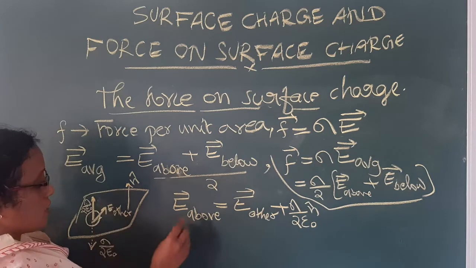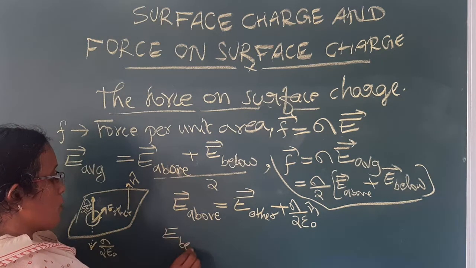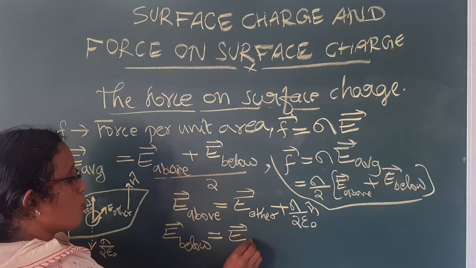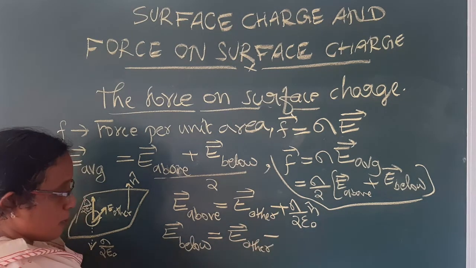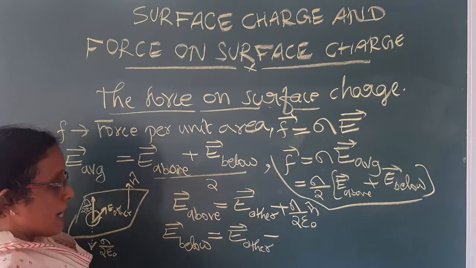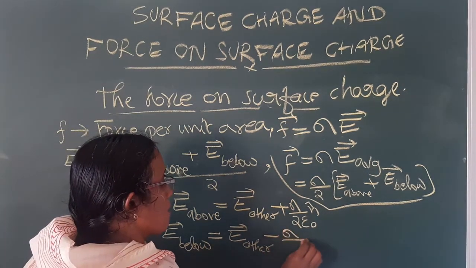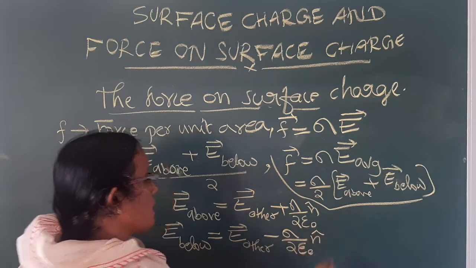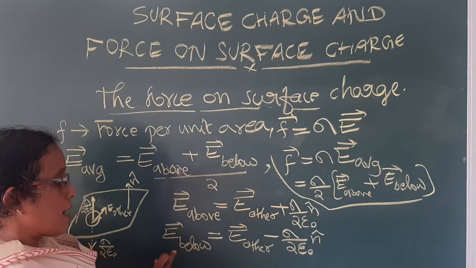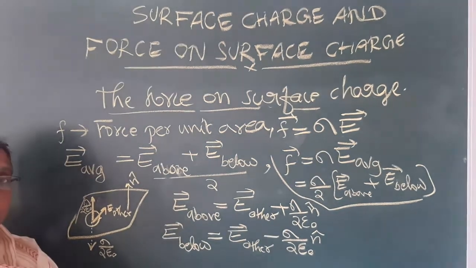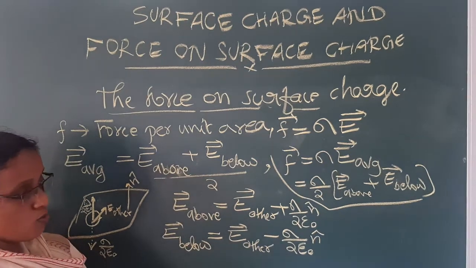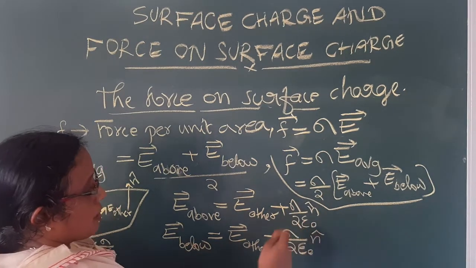Now similarly, E below is given by the electric field due to all other charges plus, sorry, not plus, this time minus, because this area vector is pointing downward. So there is a minus sign, and minus sigma by 2 epsilon 0 n cap. These are the expressions for E above and E below. Now if you add these two, E below and E above, you can see that this contribution cancels out.